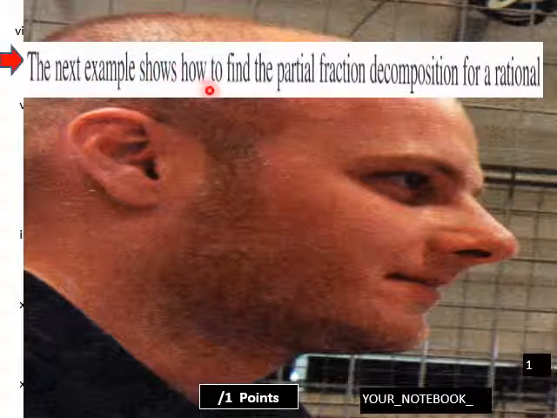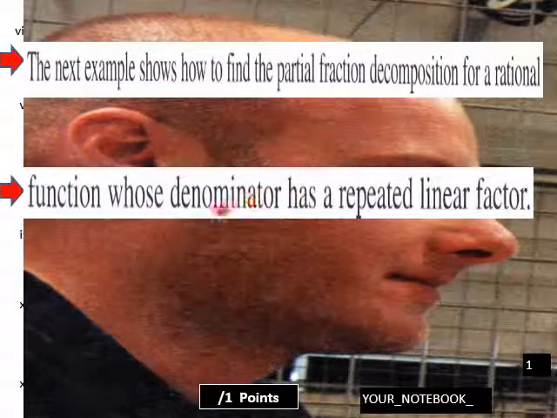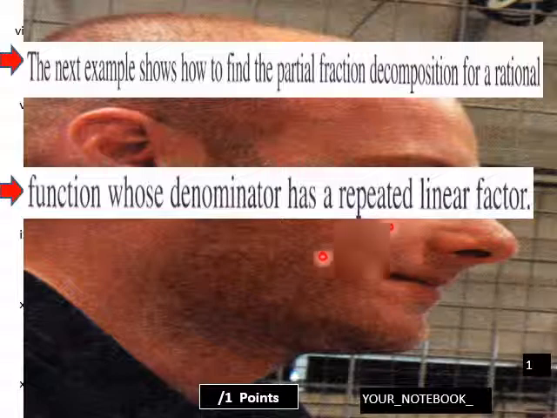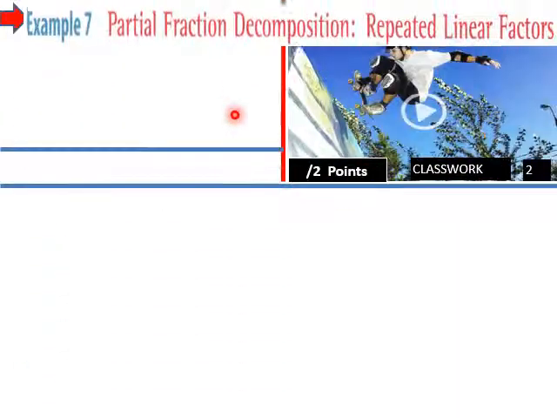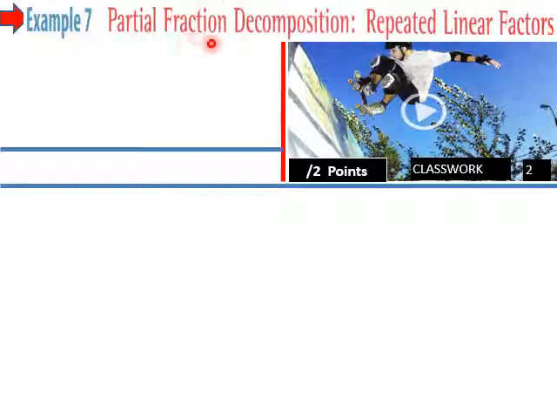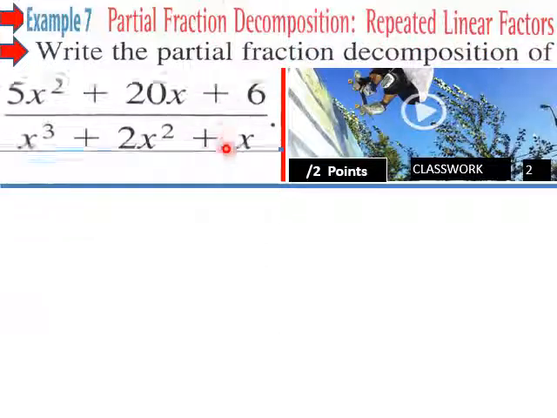The next example shows how to find a partial fraction decomposition for a rational function whose denominator has a repeated linear factor. So repeated linear factor, that's the key phrase there. So let's see what we got here. So for example 7, partial fraction decomposition, repeated linear factors.